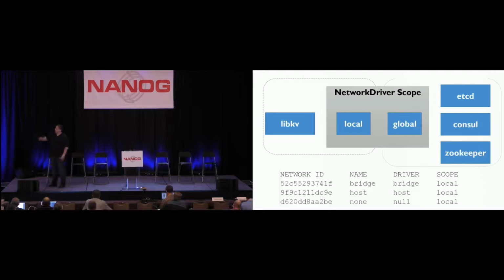Now, libkv is not a key value store. libkv is a library that Docker developed to interact with key value stores. So it's better to say that the store on the left is actually BoltDB, but libkv is the mechanism that allows the Docker engine to interact with key value stores, whether local or remote.